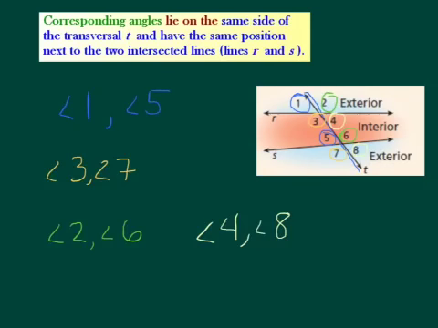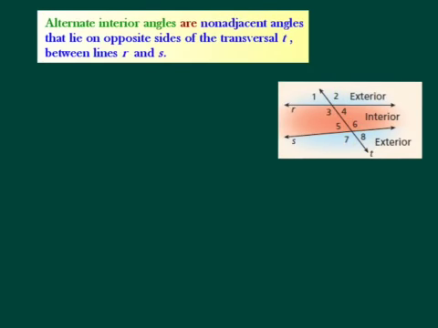Okay. The next set of angle pairs we'll talk about are alternate interior angles. Those are several large words, so let's break this definition down. Alternate means opposite, and interior means inside. So let's take a look at this figure really quickly.